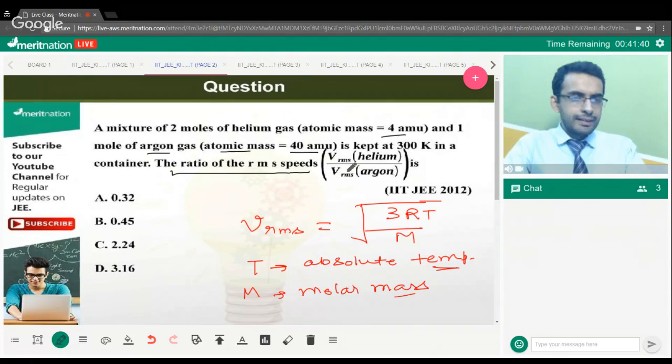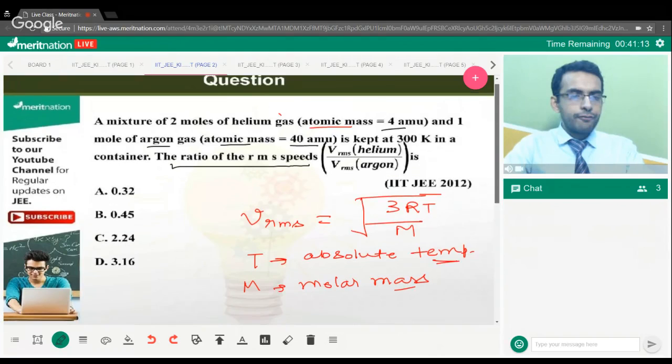So in this case, argon and helium gases are given. So their molar mass is 40 grams for argon and 4 grams for helium. And R is the gaseous constant. So dear students, let's see this thing.